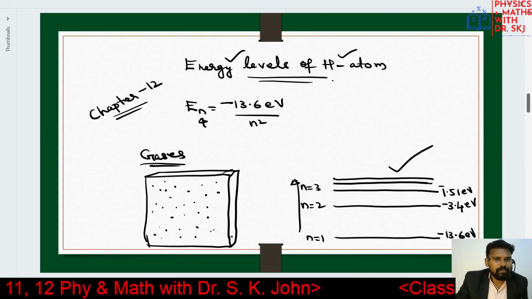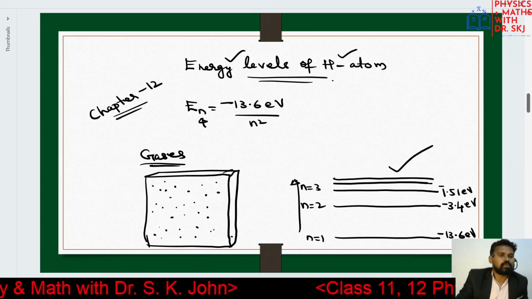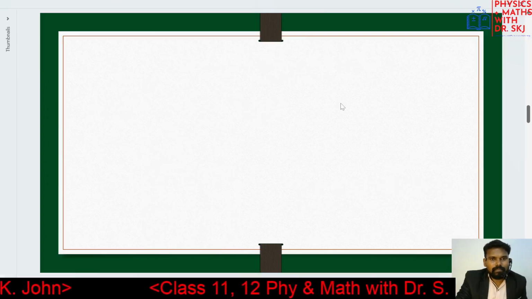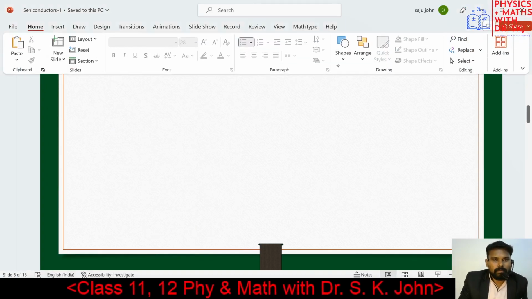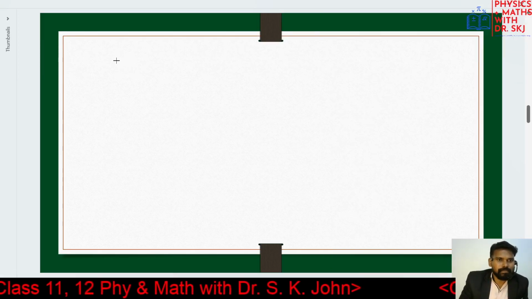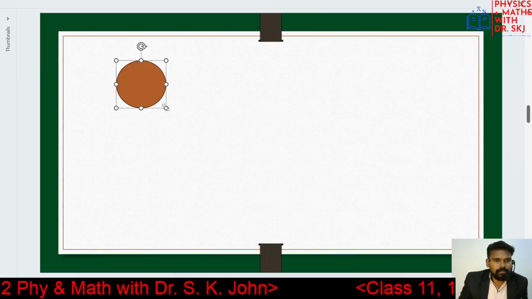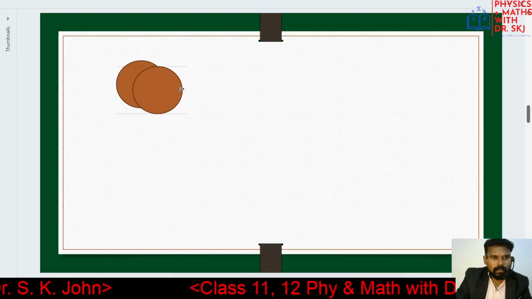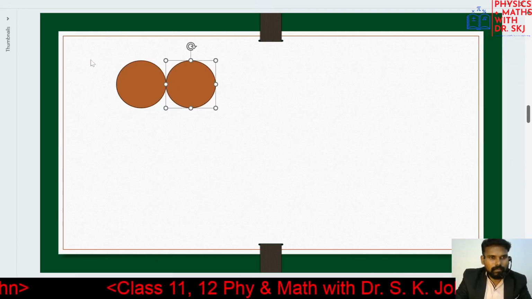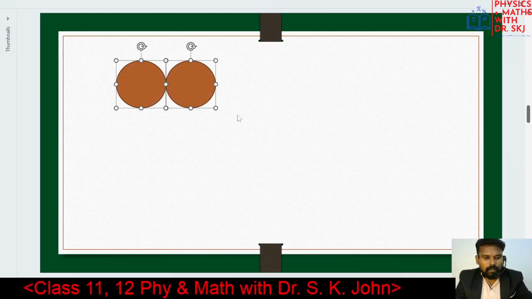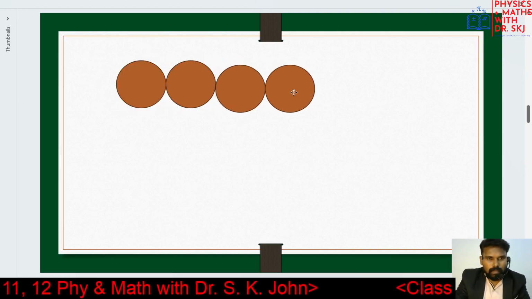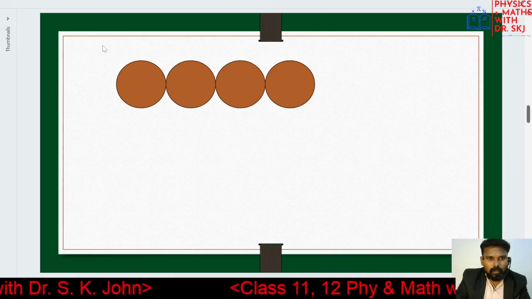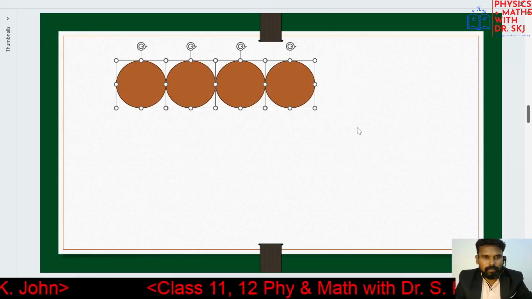What is the difference in solids? In solids, atoms are very close to each other. I will explain that on another slide. Let me draw an atom. Suppose this is an atom. The atoms are arranged like this, very close to each other. We say it is close packing of atoms in solids.